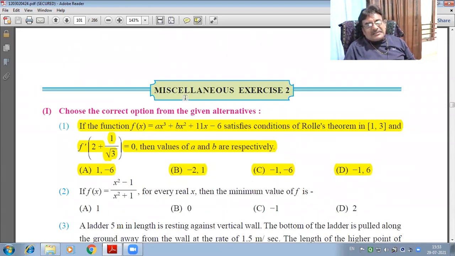Miscellaneous exercise 2. Here multiple choice questions are given. In question 1, choose the correct option from the given alternatives. Multiple choice question 1 is deleted. Remember that only the first multiple choice question is deleted.